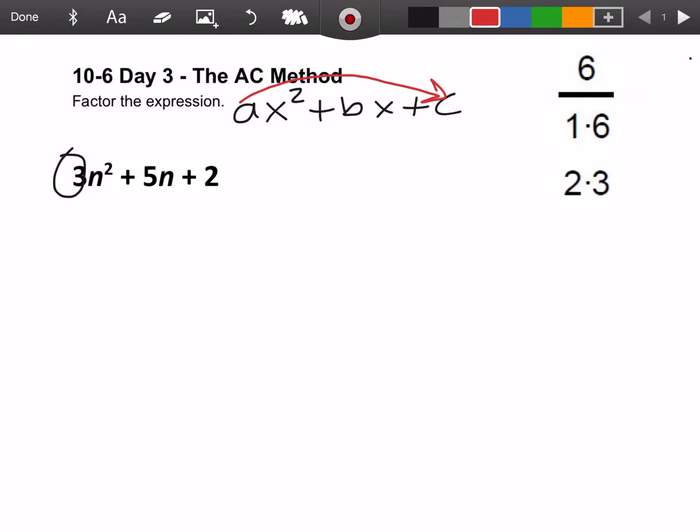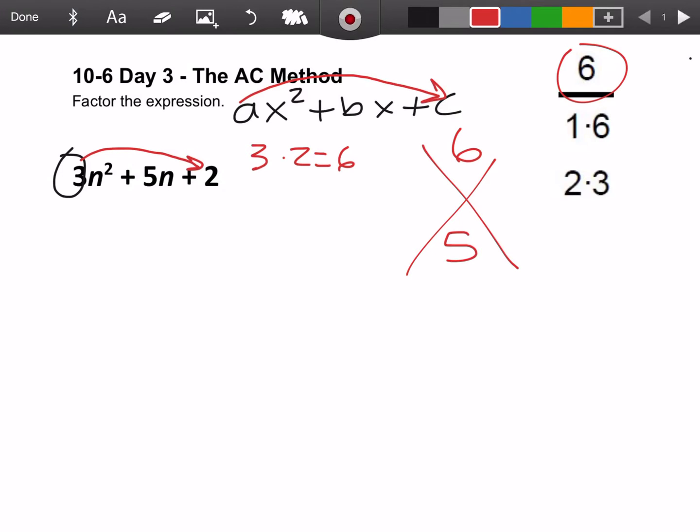So if we were to factor this trinomial, 3n squared plus 5n plus 2, we would do 3 times 2 first. So 3 times 2 equals 6, and that's why I brought up the 6 here for us. We still have the 5 down below. So we have to find 2 numbers that multiply to 6 but add to 5. And hopefully you can see from our factor sheet we have 2 and 3.